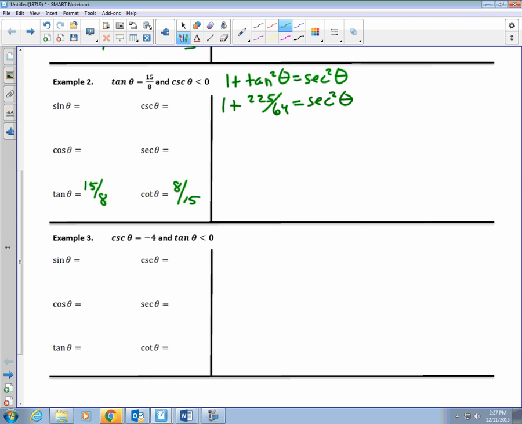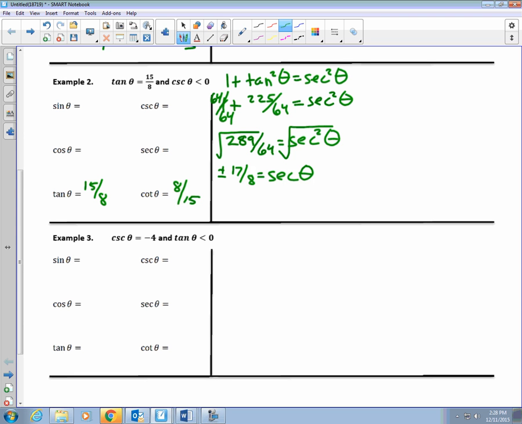Oh, let's change that 1 into a fraction. 64/64. Okay, 64 plus 225/64. 289/64. What do I do to both sides? Square root. I get plus or minus, what's the square root of 289? Over 8 is equal to secant of theta.